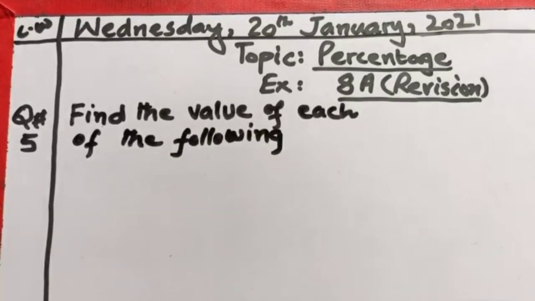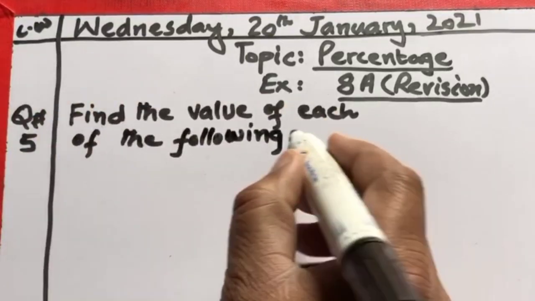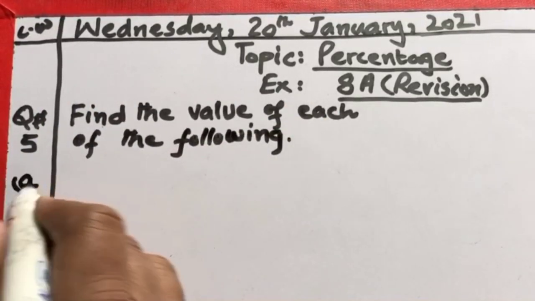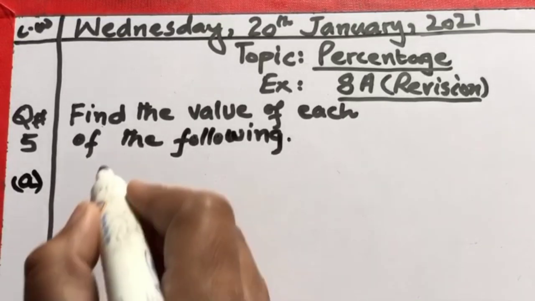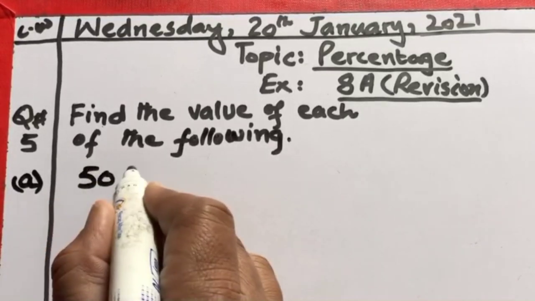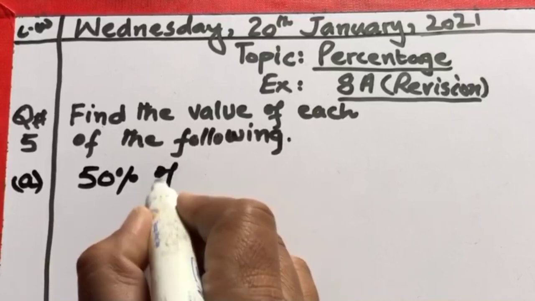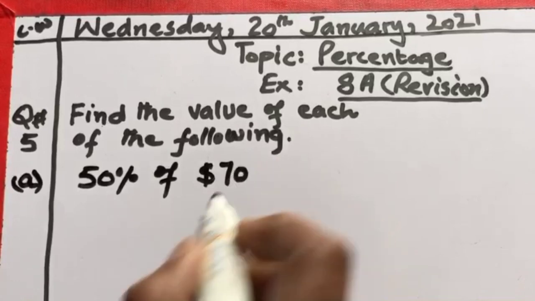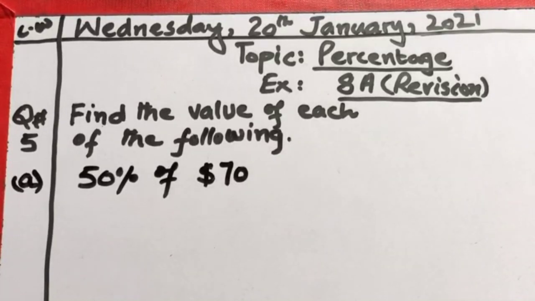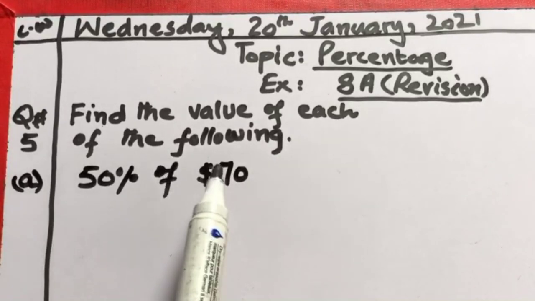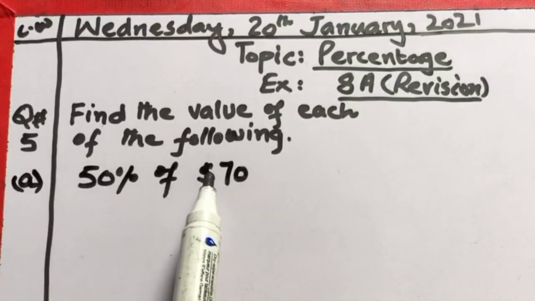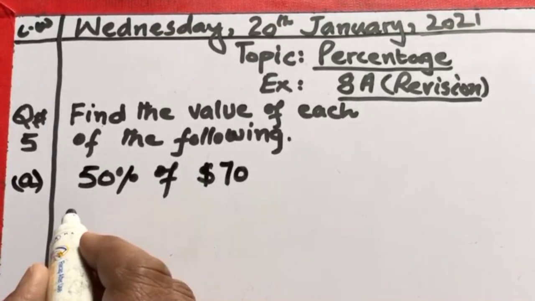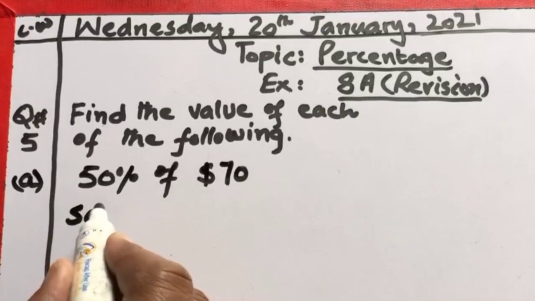So in question number 5, some questions are given. We have to find the value of the given statements. Part A is we have to find the value of 50% of $70. In the solution, we will find the 50% of $70.